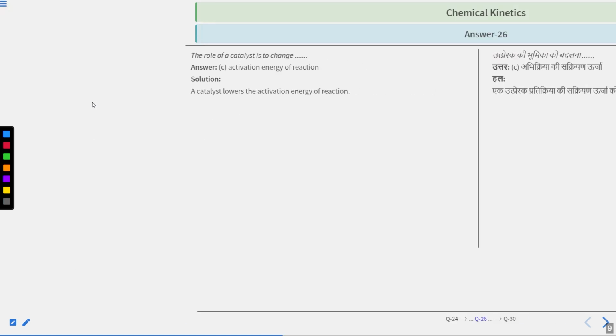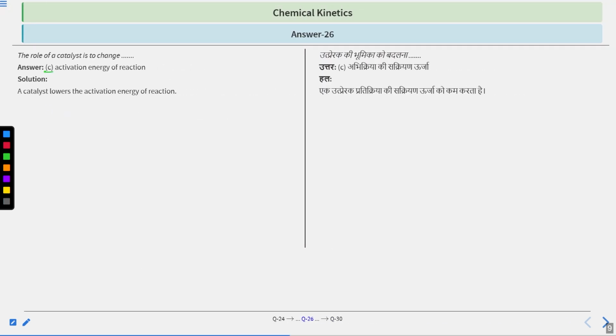Let's see, the correct answer is option C, that is activation energy of the reaction. So if you use a catalyst in a reaction, it will increase the rate of the reaction, and the catalyst lowers the activation energy of the reaction, so that the product will form in the fastest way possible.